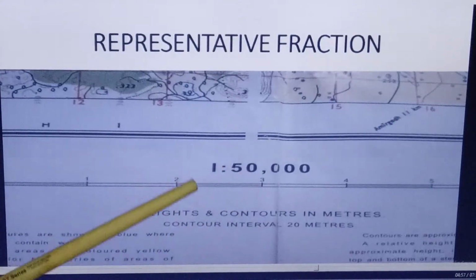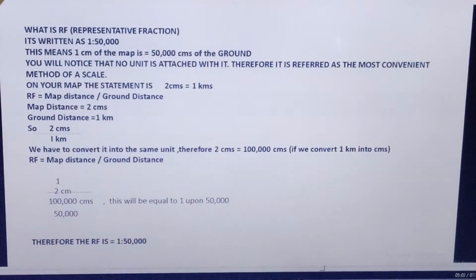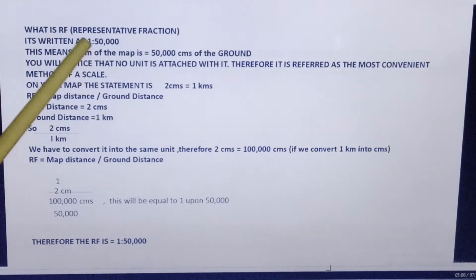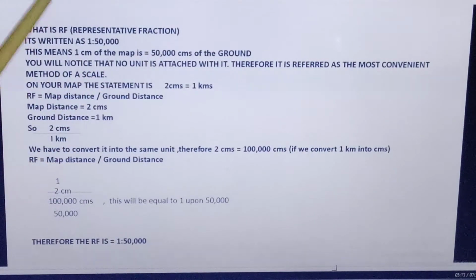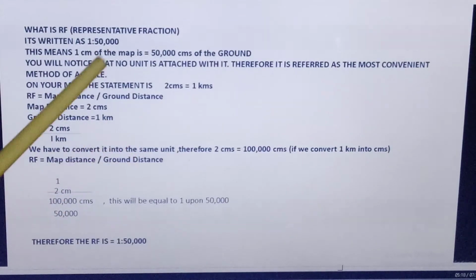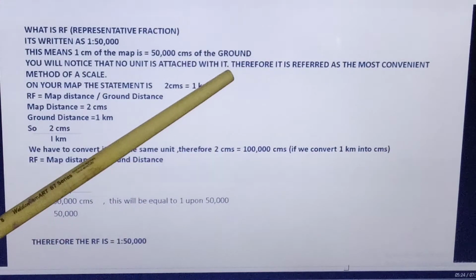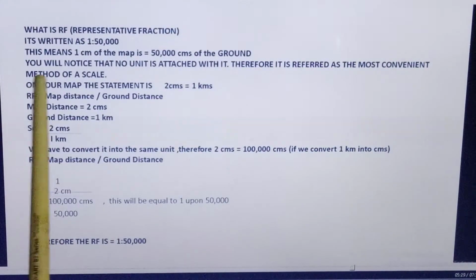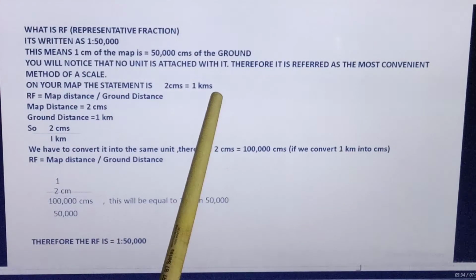One thing you must be clear about. Then how do we calculate it? The representative fraction is written as 1:50,000. It is the most convenient way of writing a scale because it does not have a unit. Now this means 1 centimeter of the map is equal to 50,000 centimeters of the ground. Now you will notice that no unit is attached with it, therefore it is referred to as the most convenient method of scale. Now on the map the statement is 2 centimeters equal to 1 kilometer.